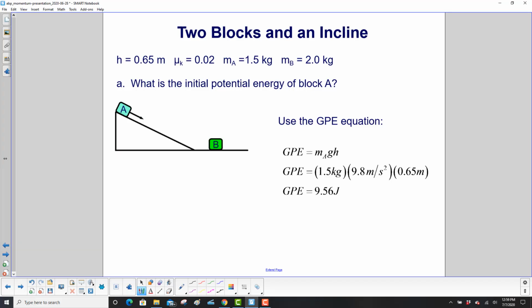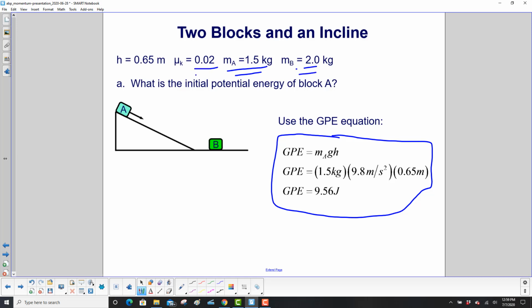What is the initial potential energy of block A? Well, that's just the GPE formula, mgh. We have the mass of block A, which is nicely shown up here. See how we list all the givens up here? Keep track of them. Times g times the height. So we put all our numbers in there, and we get a GPE of 9.56 joules.